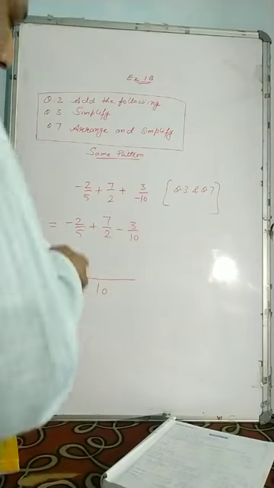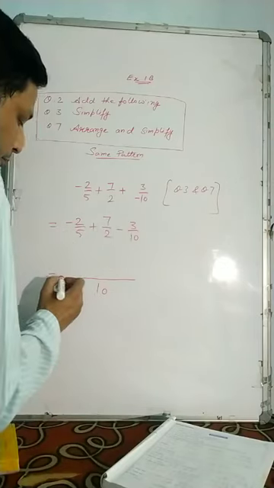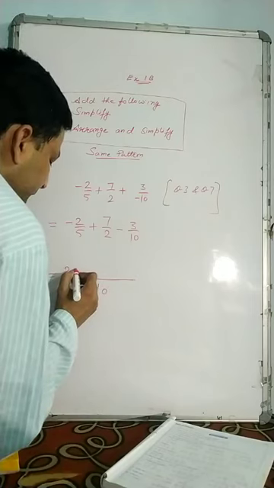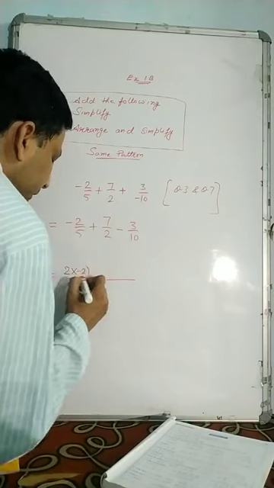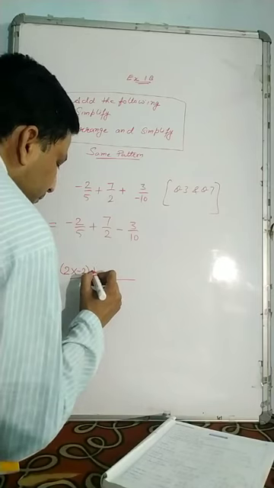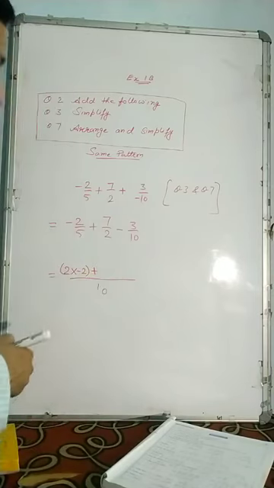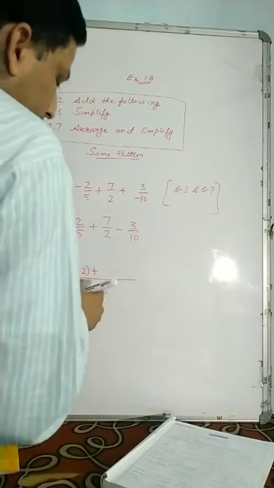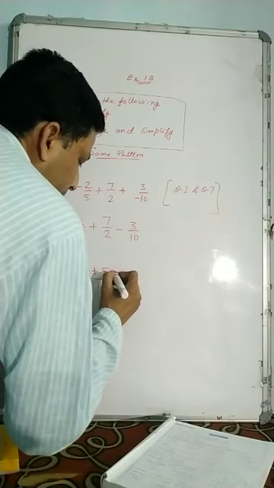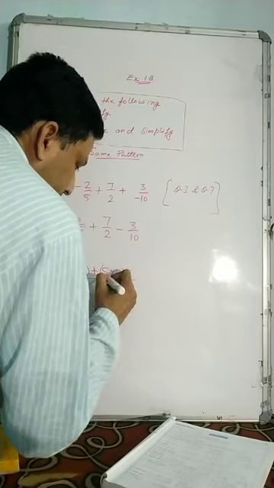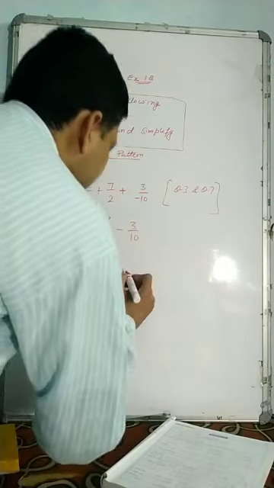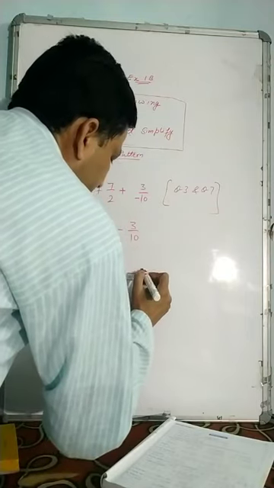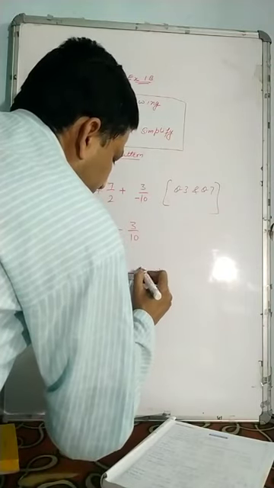Now moving on, in the table of 5 it will come for 2 times, 5 twos are 10. So here we write 2 into, then we write minus 2, its numerator. Now take the bracket. Now plus, in the table of 2 it will come for 5 times. So here we write 5 into 7 along with its numerator. Now moving on, in the table of 10 it will come for 1 time, 1 into 3.